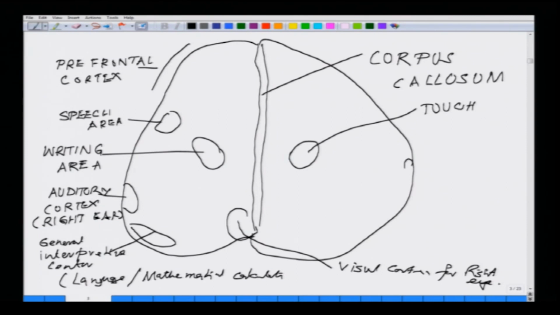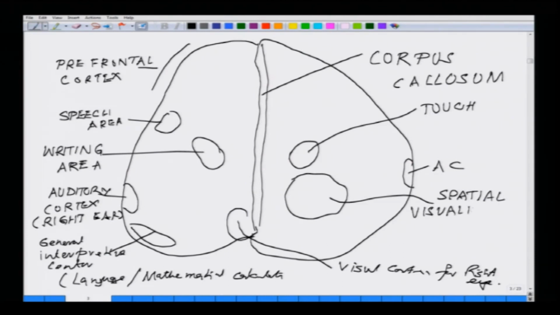Then of course, you have the auditory cortex, the counterpart on this side. Then you have spatial visualization and analysis, which is sitting somewhere here. There are certain people who could imagine three-dimensional structure far better than others. So, this is the right hemisphere and this is the left hemisphere.